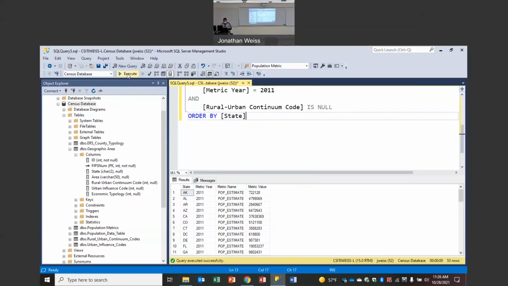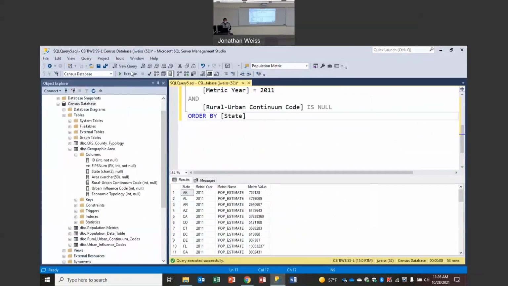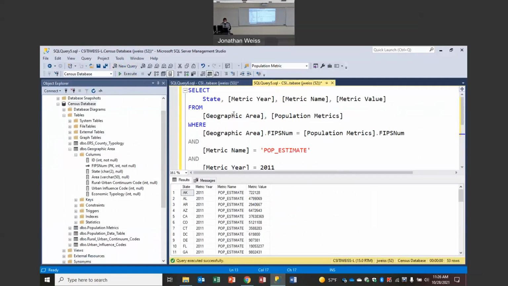Okay, I'm going to leave this one up because we're going to look at number 6 now. And one of the things is, what do you notice about queries 5 and 6? So we're going to leave number 5 up, and we're going to do number 6. Once again, I copy the fields. And actually, a lot of query 6 is going to look a lot like query 5. We're going to select these same things.